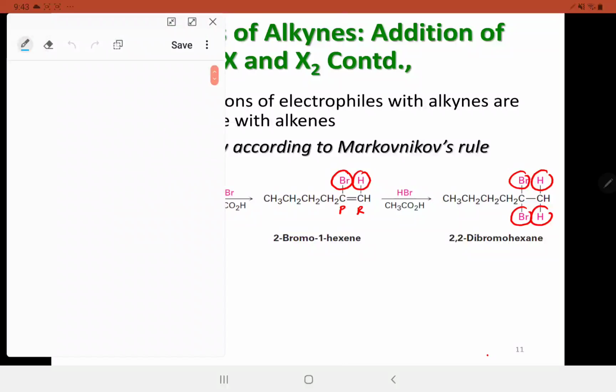Let's take another example. Let's say we have an alkyne like this. How many carbons do you have in this alkyne? You have 1, 2, 3, 4, 5 carbons. So this is 1-pentyne, because you have 5 carbons.